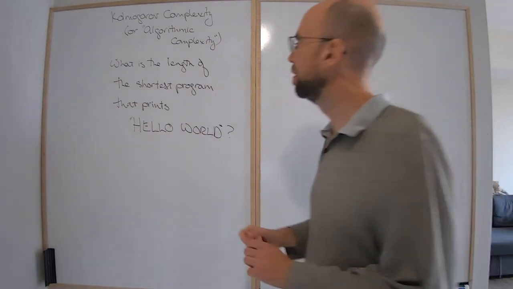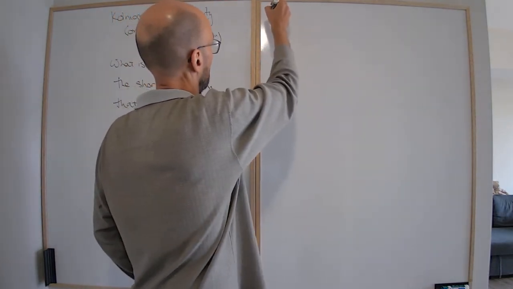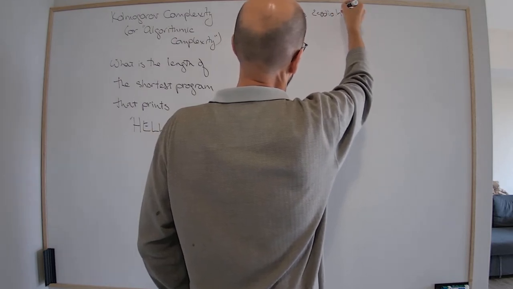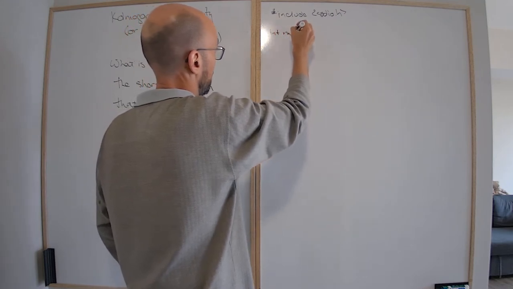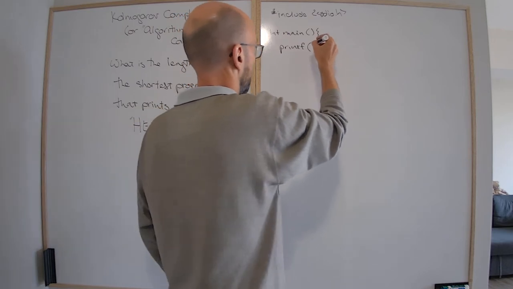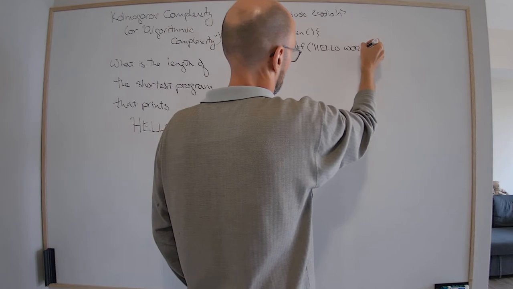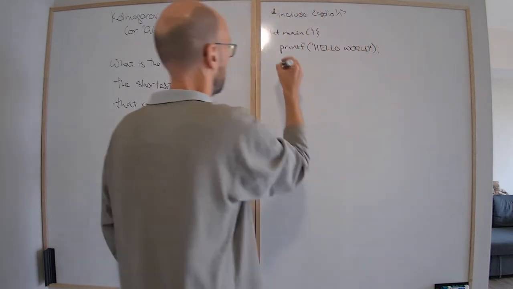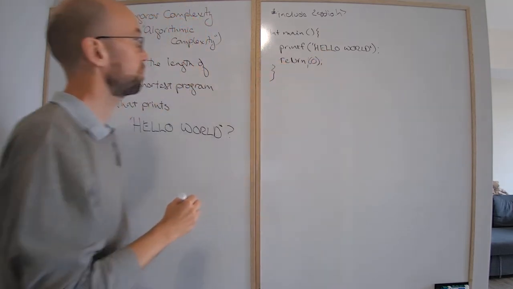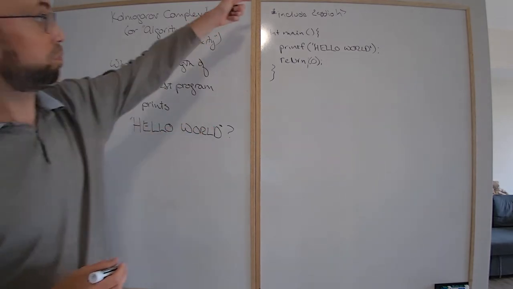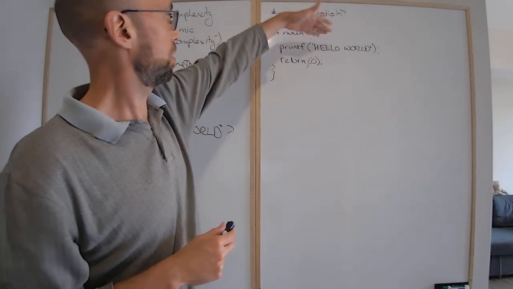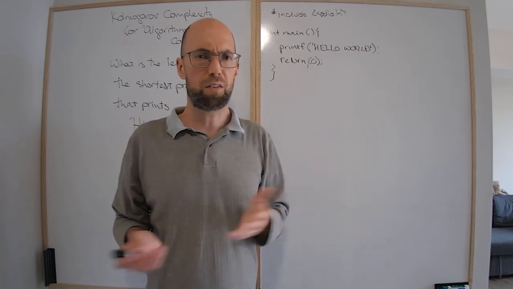And you might say, well, in C, this is like include standard io.h, int main, printf hello world, return 0 is customary, and close. So in C, I don't know if this is actually the shortest way to write this, but it looks pretty short. So it's 1, 2, 3, 4, 5, 6, and so on. It's like, I don't know, 30 characters, 50 characters, something like that.